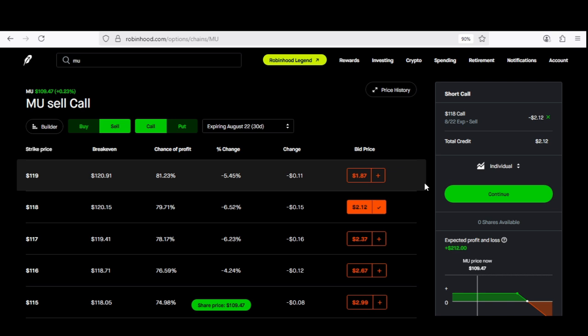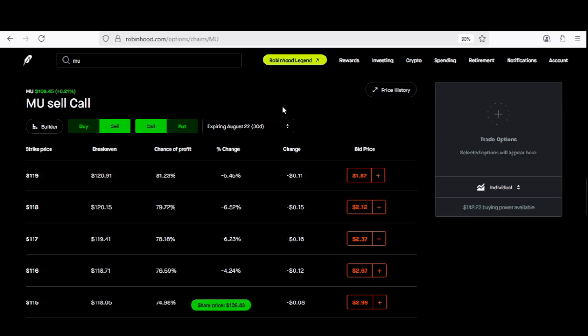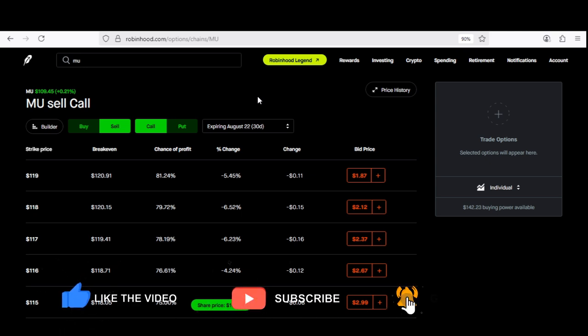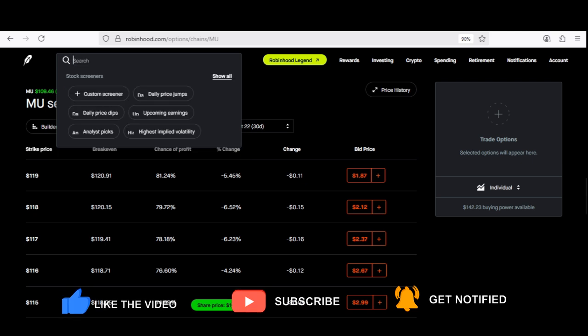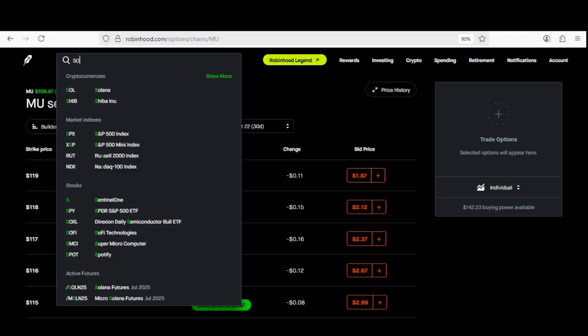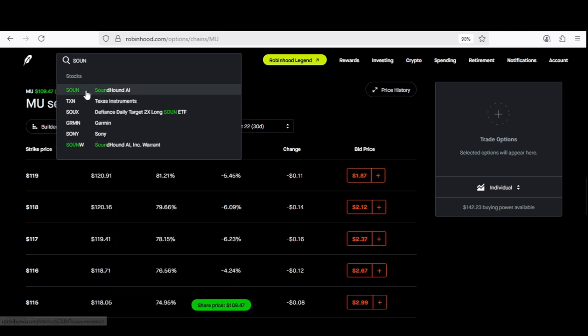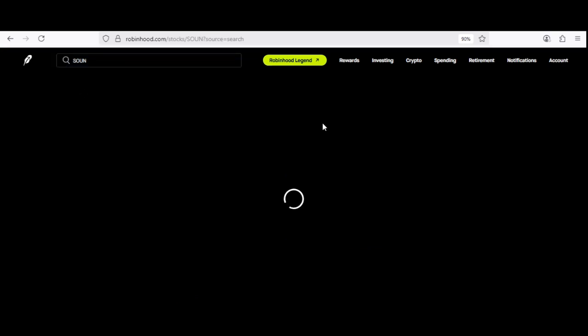Now, I did say you're only going to be using around 60% of your portfolio. So you do have 40% in cash. For those of you that want to use some more of your portfolio, here's another stock you could use and also an additional option strategy that can be used. Now let's go ahead and change up the stock. We're going to be using SOUN AI, or that ticker is SOUN.